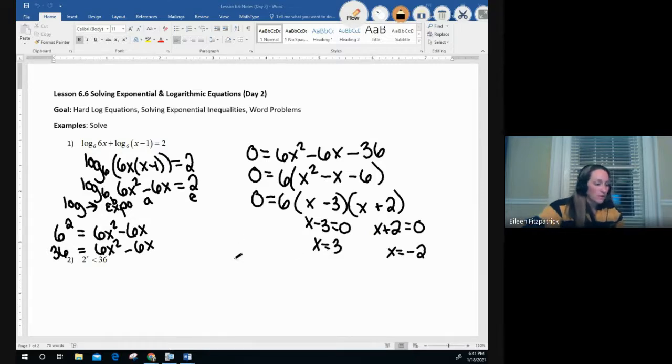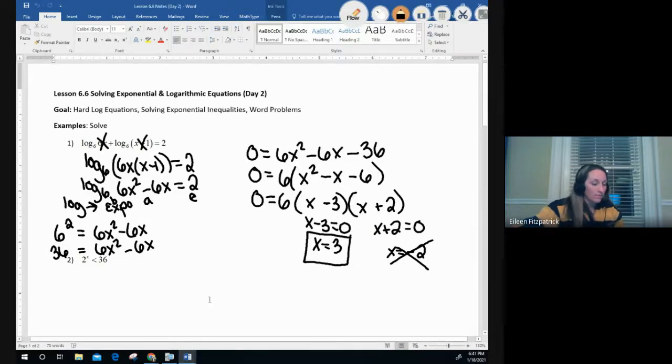You want to check to make sure that when you plug it in, it doesn't leave a negative that you're logging. So if I plug 3 in, 6 times 3, that's 18, that's good. And 3 minus 1, that's 2, that's good. If I plug in a negative 2, 6 times negative 2, that's negative 12. You can't log a negative, okay? And negative 2 minus 1, that's going to give you a negative 3. You can't log a negative. So this is a false solution. It's not going to work because it would leave a negative to log. x is equal to 3.